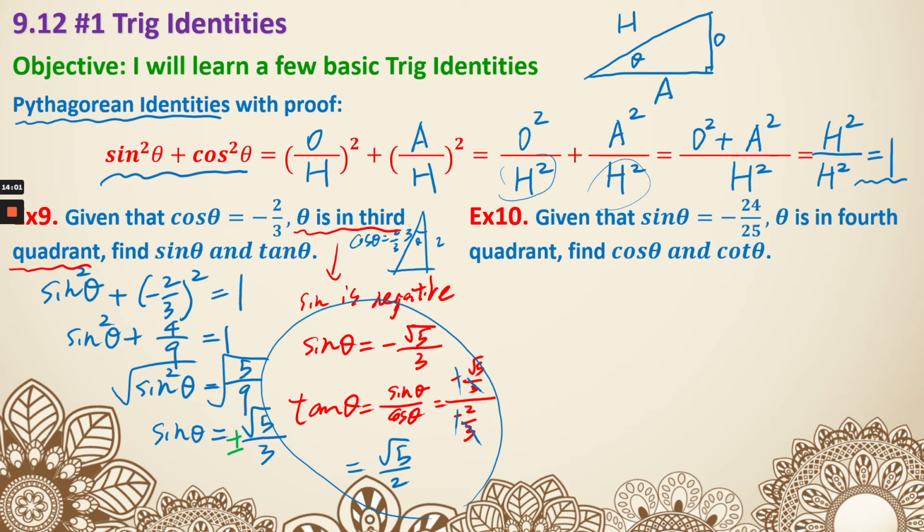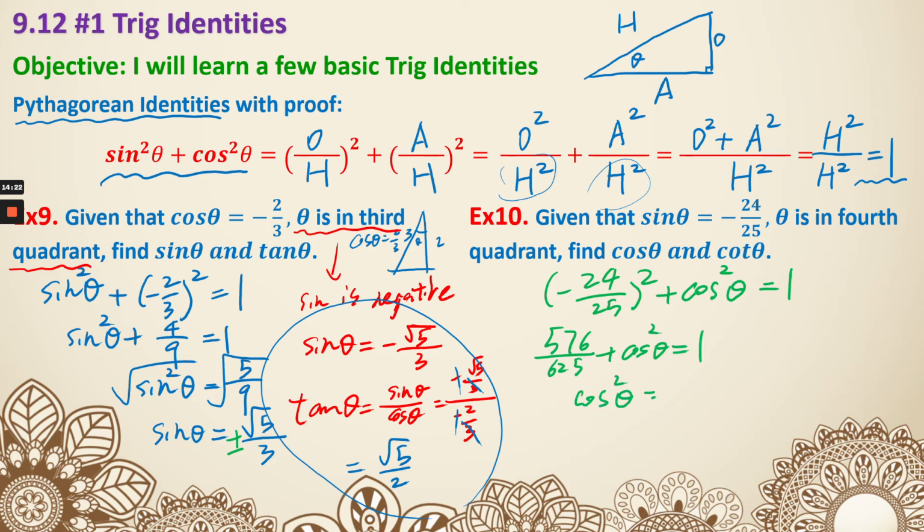Number 10. You're given sine, and let's put it in, negative 24 over 25 squared plus cosine theta squared equals 1. And that is going to be 576 over 625 plus cosine theta squared equals 1. So cosine theta squared equals 49 over 625. So square root both sides. Cosine theta is going to be plus minus square root of 49 is 7, square root of 625 is 25.